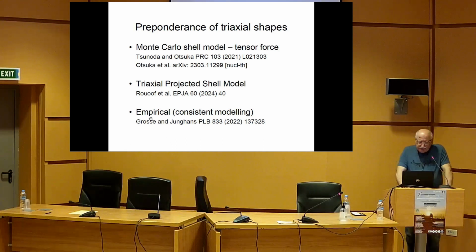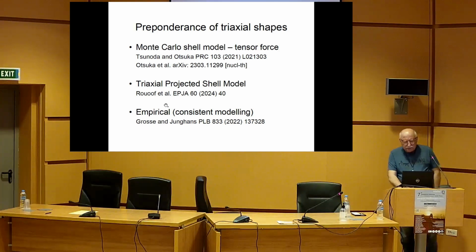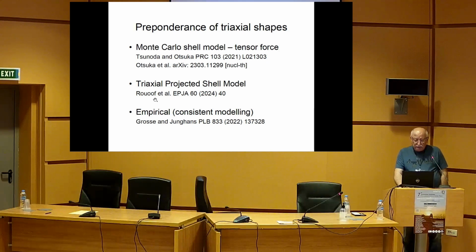In the last couple of years, there has been much discussion about the preponderance of triaxial shapes. There is much discussion within the Monte Carlo shell model by Otsuka, Tsunoda, and so on, who argue that the tensor force is very important for producing triaxial shapes, and this can happen over many places over the nuclear chart, and not only in a few places as was supposed up to now. Triaxial projected shell model calculations by Frauendorf and collaborators also give a similar picture, with triaxiality exhibited over large regions of the nuclear chart.